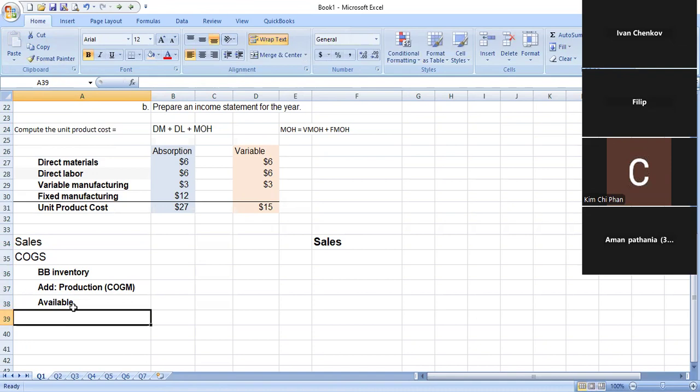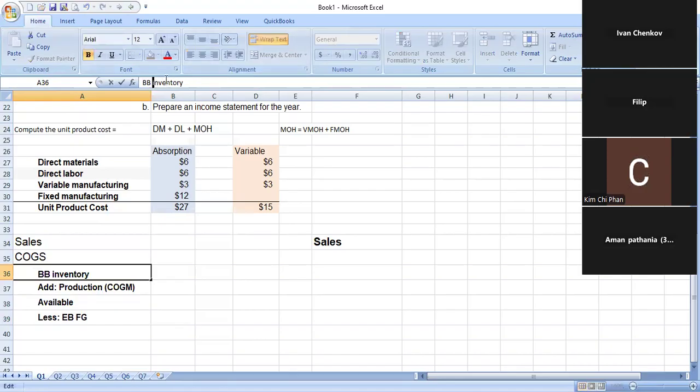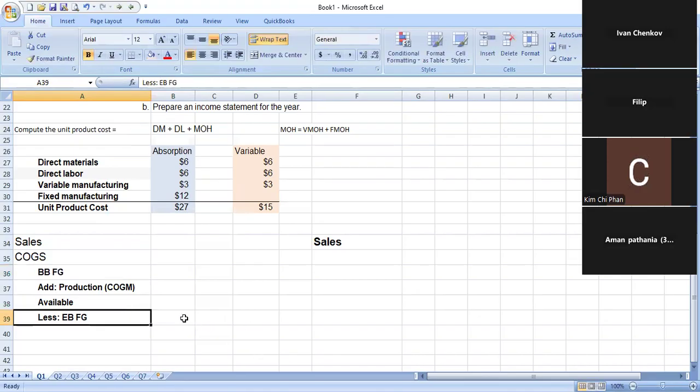Then I'm going to have less ending balance of the inventory, or that will be finished goods in this case. Let's go with finished goods, not inventory, even though finished goods is inventory as well. Let's stay with the right terminology, finished goods. And once we get those, I should naturally get cost of goods sold. Make sense?